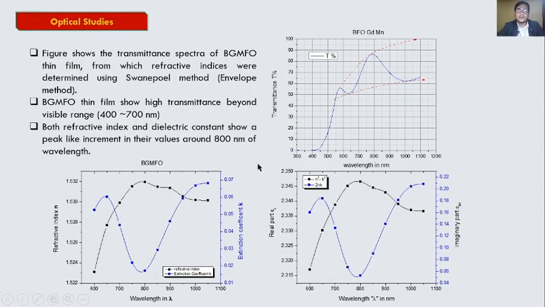In the optical studies, the rightmost one is the transmittance curves, and we find some two peaks. So we could apply the Swanepoel method or envelope method so that the refractive index and the real part of the dielectric constant could be calculated using the formulas correspondingly. As seen from the figure, there's a peak-like structure at around 800 nanometers in both the refractive index and the real part of the dielectric constant, and the lower part, the extinction coefficient and the imaginary part, also follow the same pattern as evident from this figure.